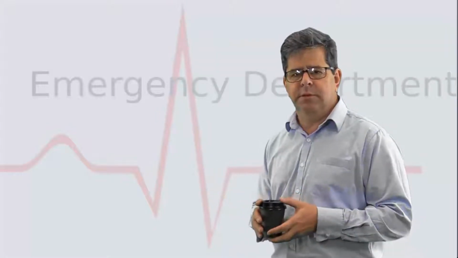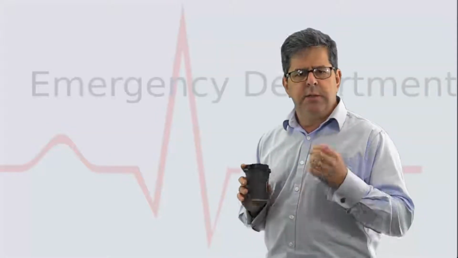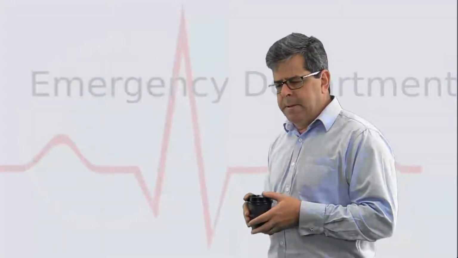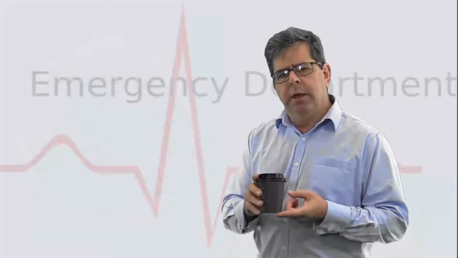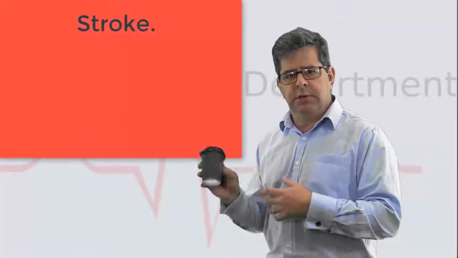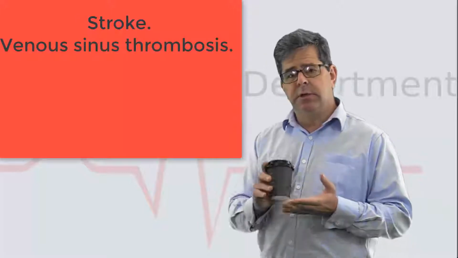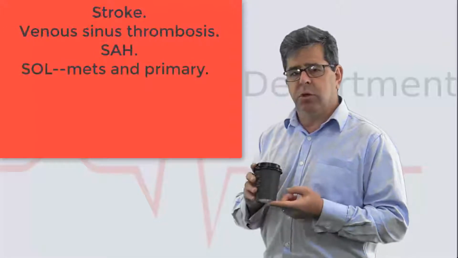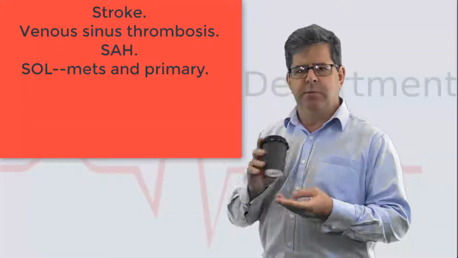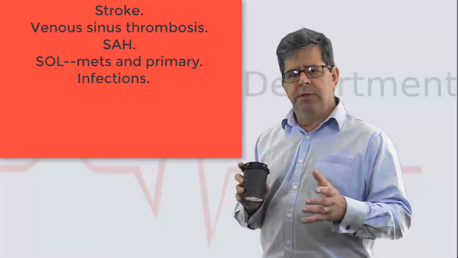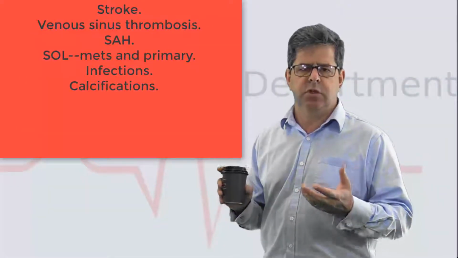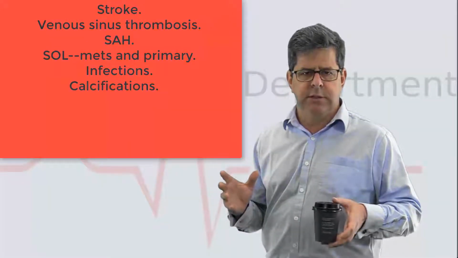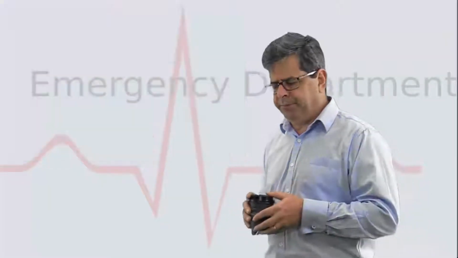I'm Giles, an emergency physician, and today we're going to talk about cerebral CTs, but not in trauma, so all the other things. So I thought we might look at strokes, both ischemic and hemorrhagic, venous sinus thrombosis, subarachnoid hemorrhage. We should look at space-occupying lesions, both metastases and primary tumours, a couple of infections, and maybe some calcifications that you should look out for. I think that would cover most of the things that we are asked to look for in CTs in the emergency department outside of trauma.